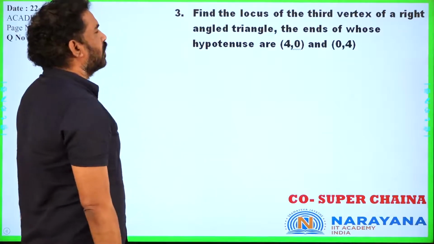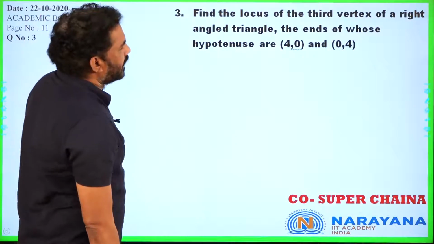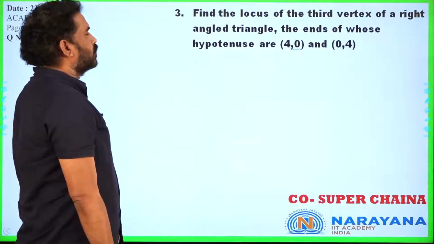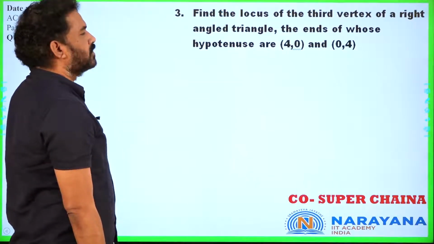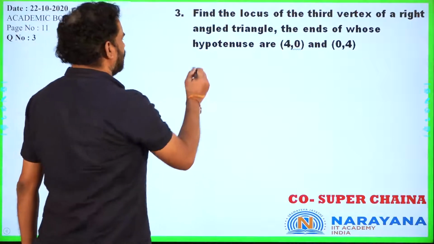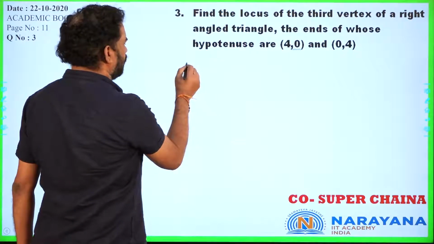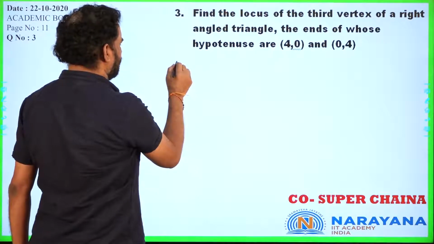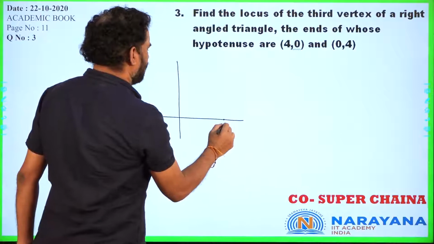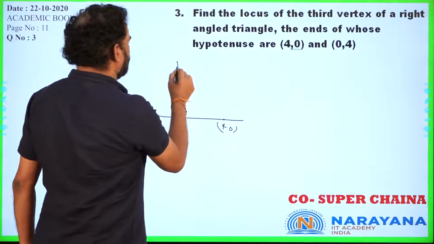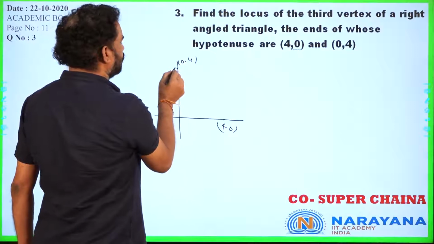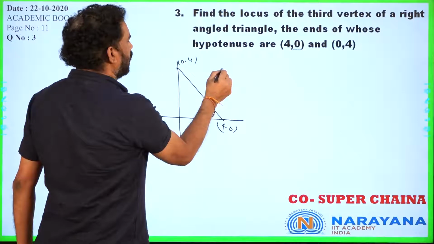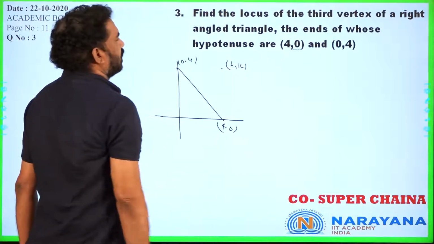Find the locus of the third vertex of a right angle triangle, the ends of whose hypotenuse are 4 comma 0 and 0 comma 4. Simple. So 4 comma 0 generally lies somewhere here, and this is 0 comma 4. So these are fixed points. So a point is there. Let us take it as h comma k. What were they telling?